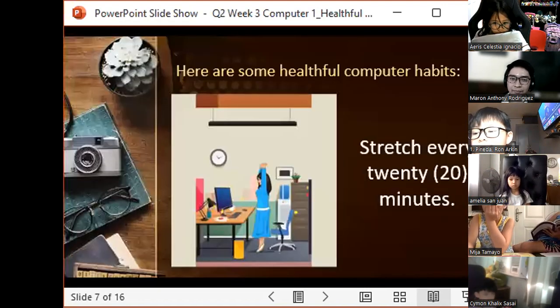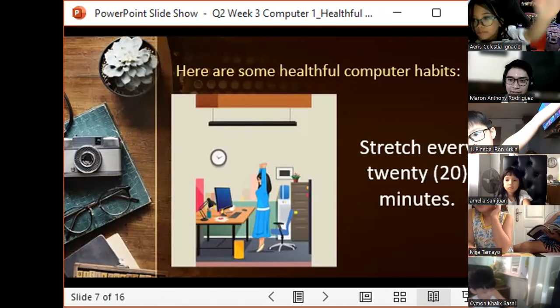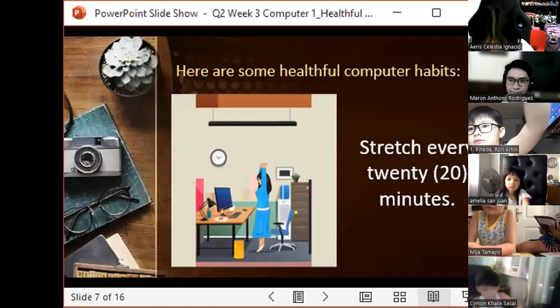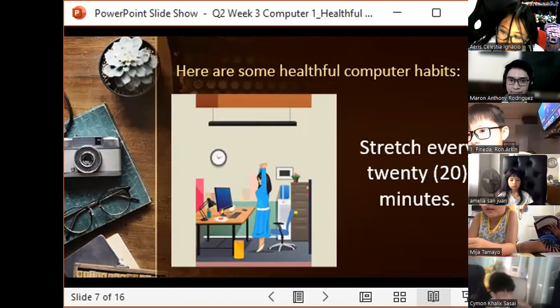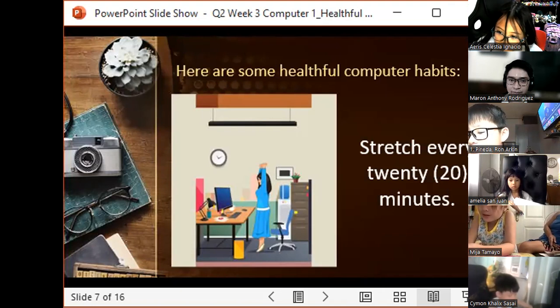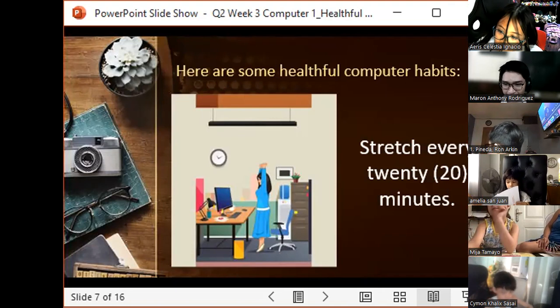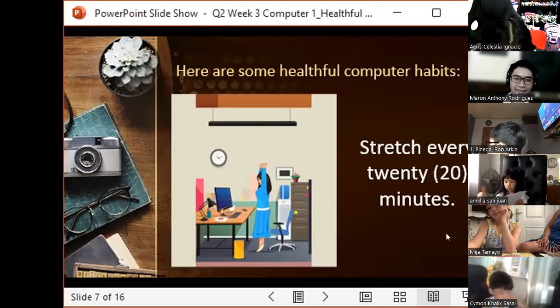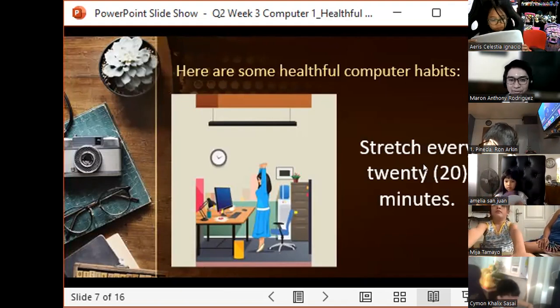Okay? Here are some computer habits. This is the first one. Can you kindly read this? The first one. Sige, kindly read, Arkin. Stretch every 20 minutes. Okay, stretch every 20 minutes. Okay? You should be conscious with your time. Kapag naka 20 minutes ka, stretch ng konti, galaw-galaw ng konti. Para tuloy-tuloy din yung pagdaloy ng dugo natin.